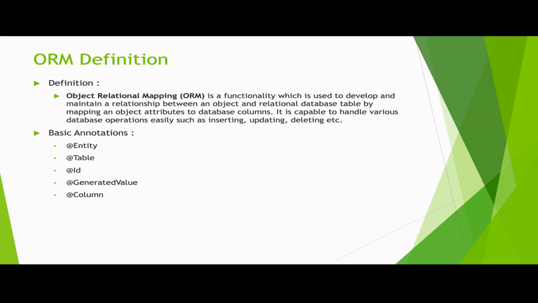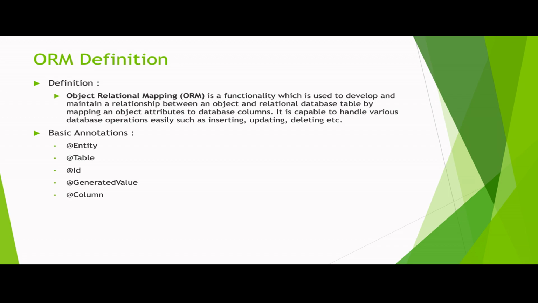Object relational mapping is a functionality which is used to develop and maintain a relationship between an object and a relational database table by mapping an object's attributes to database columns. So let's look into a few things over here. Now we have got the object oriented world, we have got objects, and in our RDBMS, we have got tables. Now ORM provides a bridge between these two, where I can map an object to a table tuple.